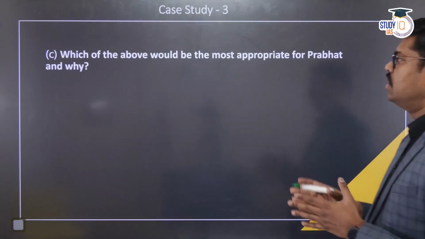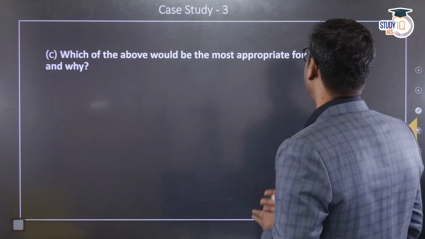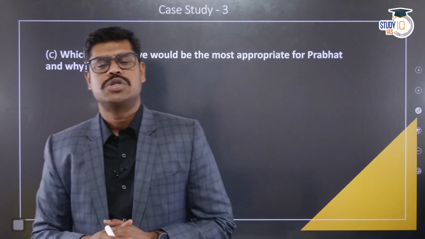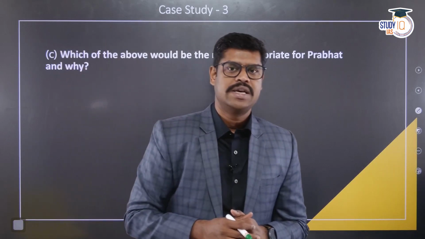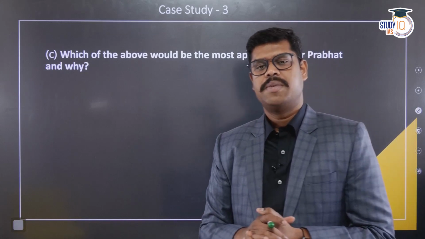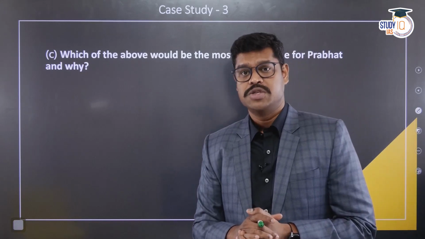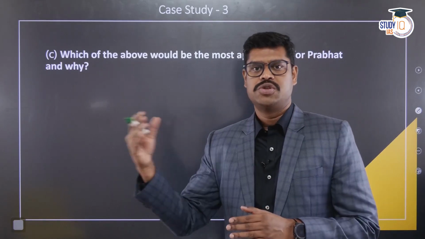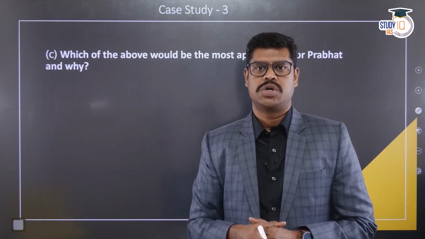So which of the above would be the most appropriate for Prabhat and why? To me, this option is the most appropriate, because here Prabhat is acting within his conscience. Not only is Prabhat acting within his conscience, Prabhat is doing the right thing ethically, and there is a possibility that with the right thing he is also getting the contract and things may be sorted out.